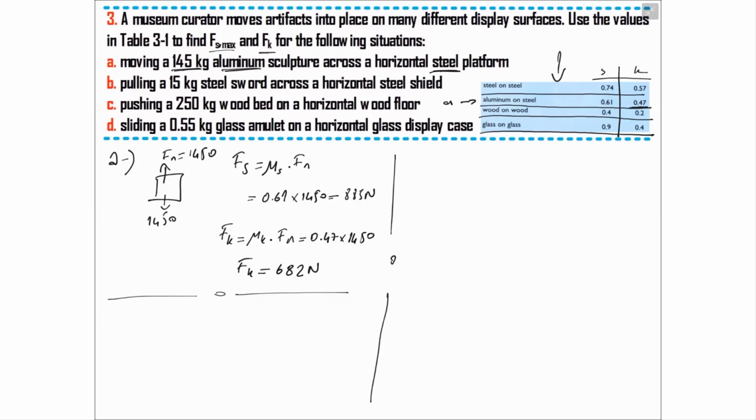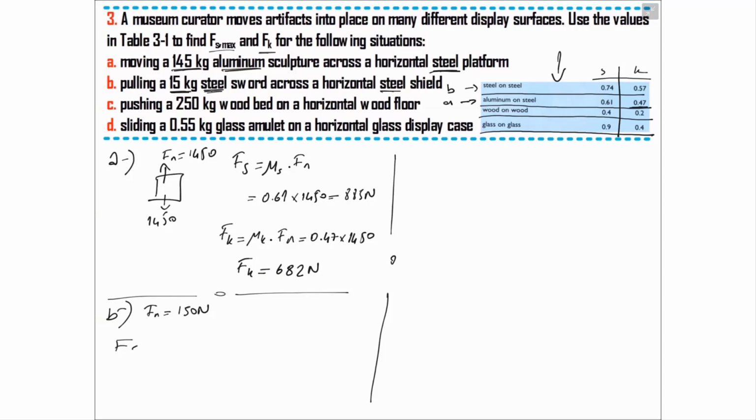And now I'm going to calculate the B. And at the B, pulling 15 kilograms steel on steel. So this stands for the B. So we have a different Fn here. Fn in this question, it is 15 kilograms, that means 150 Newton, we can say directly.